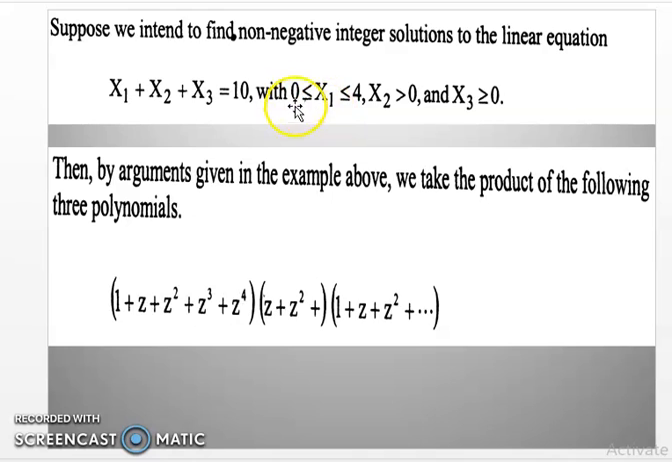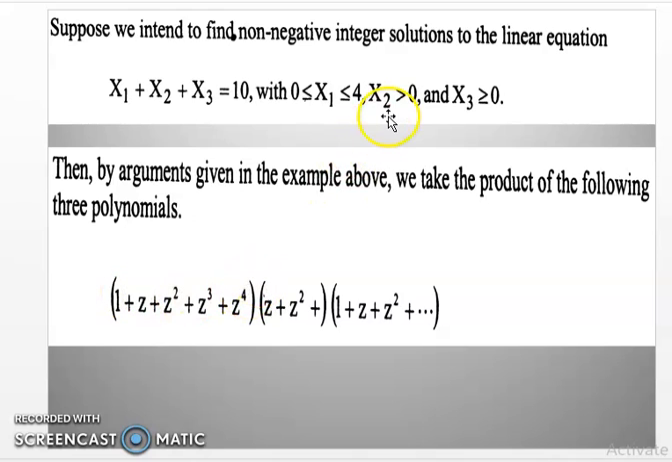The x1 variable values are from 0 to 4. So the first value is 0: z raised to power 0 means 1, plus z raised to power 1 is z, plus z raised to power 2, plus z raised to power 3, up to z raised to power 4. All x1 values we write as powers of z.